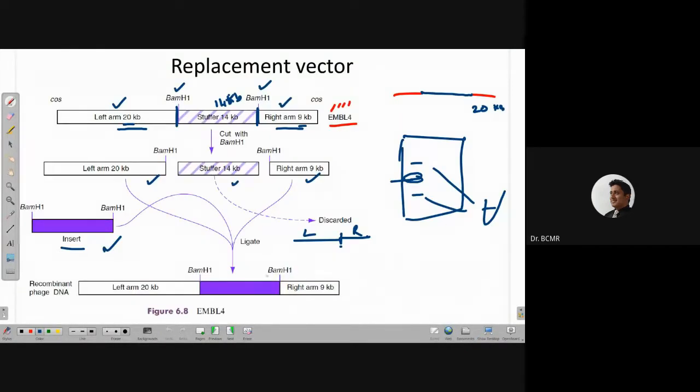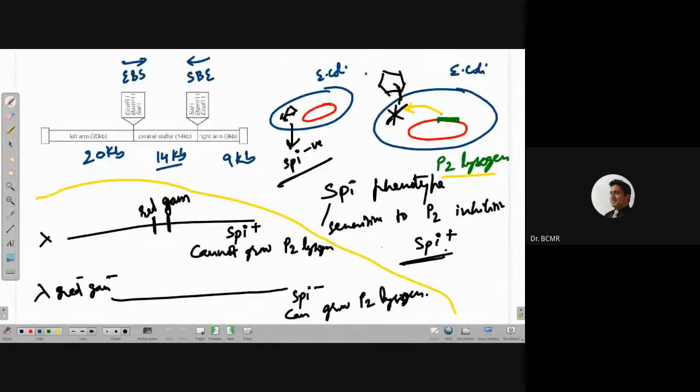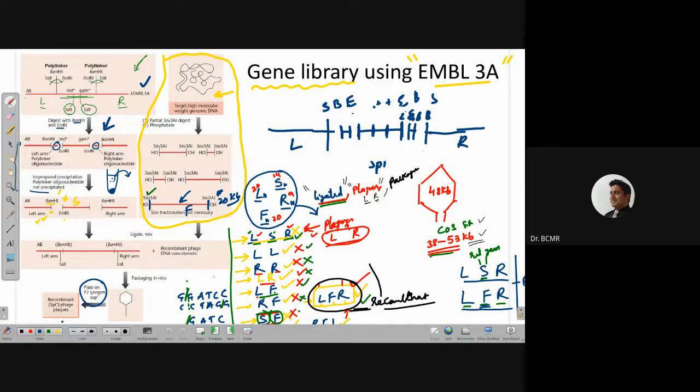And then we discussed replacement vectors. We discussed the importance of the left arm, right arm, and so on, and also the stuffer that should be replaced. And we discussed the Spi phenotype. We will review that again today. And we discussed gene library construction using EMBL3A. In this, I will mostly repeat this one today. So hopefully, if you understood this one, it is easy to understand everything else.